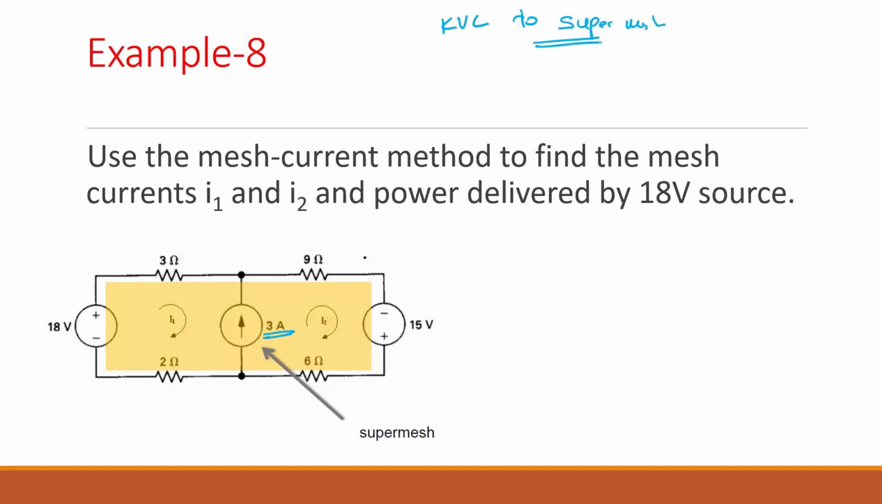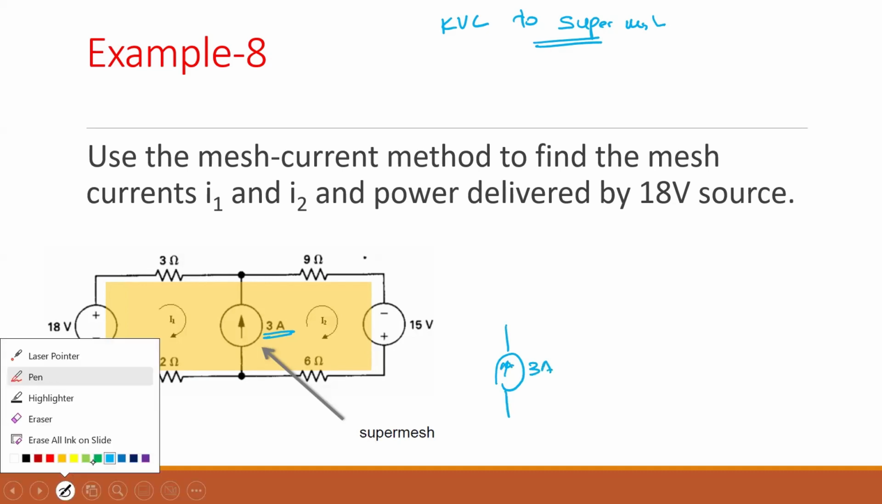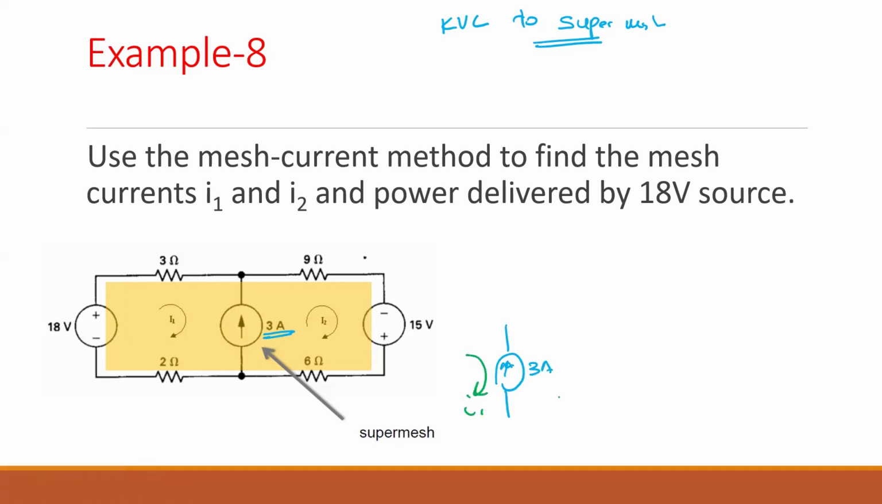So you can apply KVL to the super mesh. I want you to write the equation there, and I also want you to get the second equation. You have I1 current and I2 current, so consider this and find one equation. I'll give you a few minutes. This is all you have. We are done.